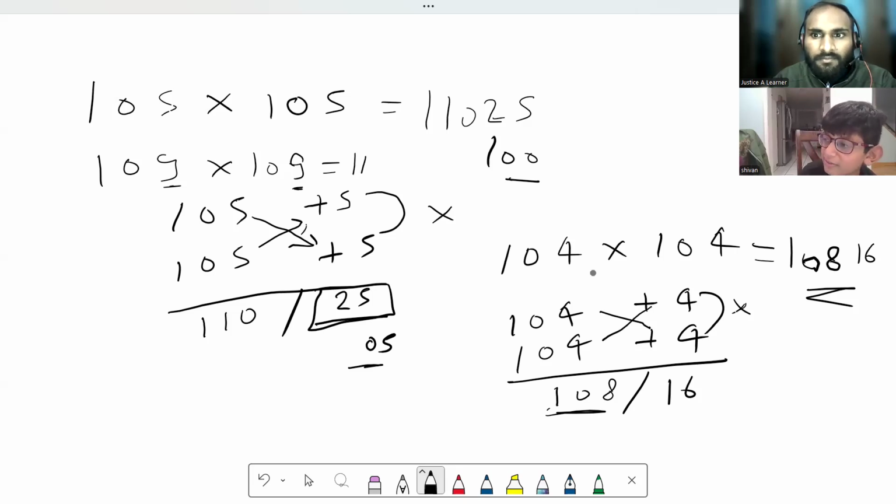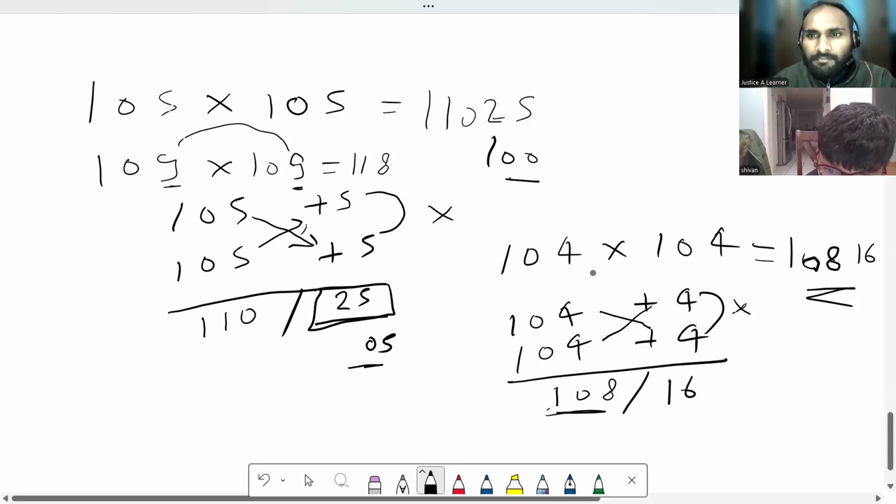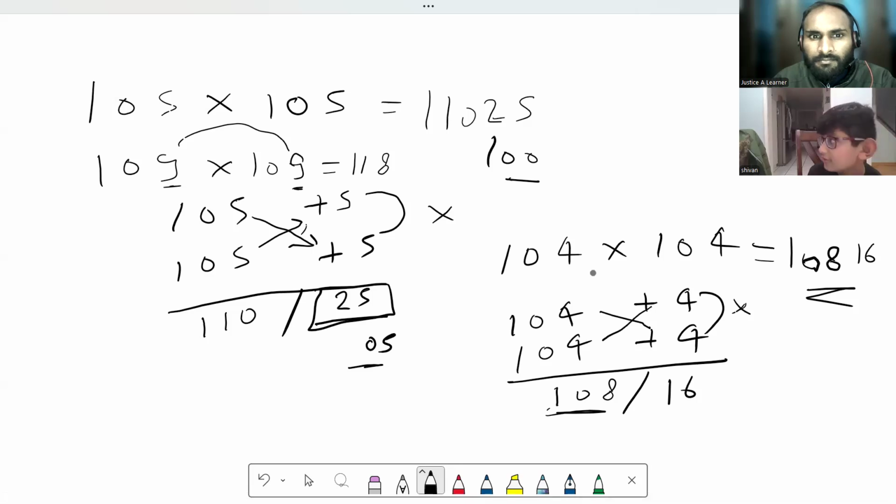109 plus 9 is 118. I heard 109 plus 8, okay, no problem. So 109 plus 9 is equal to 118. And then we'll multiply 9 times 9. Can you tell me what is 9 times 9? 81. So 9 times 9 is 81.